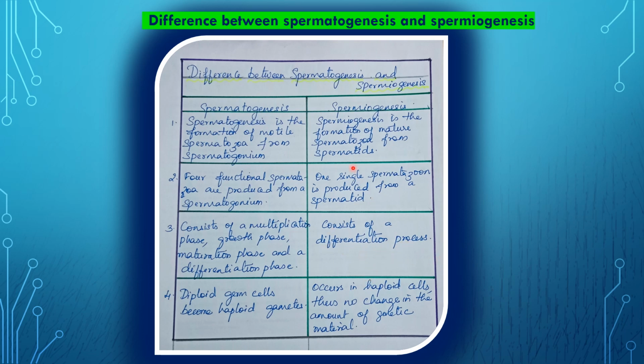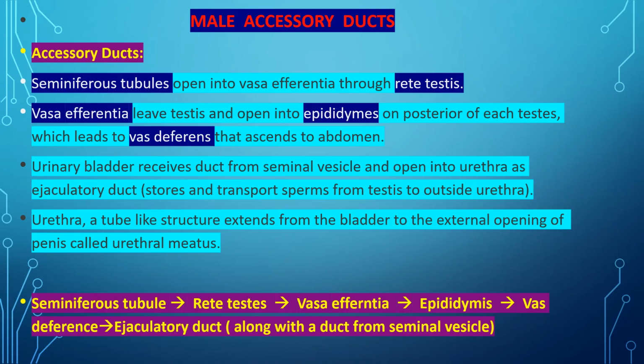Yes, where the spermatids differentiate as spermatozoa, and diploid germ cells become haploid, because spermatogonium is diploid, and spermatids, the spermatozoa, are haploid. Spermiogenesis occurs in haploid cells. Thus, there is no change in the amount of genetic material. This is the difference between spermatogenesis and spermiogenesis. Hope it is clear, children.